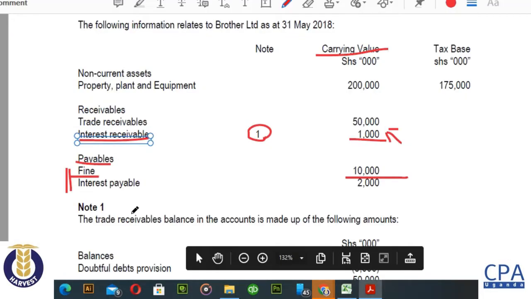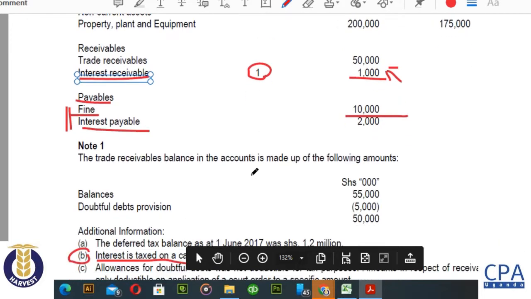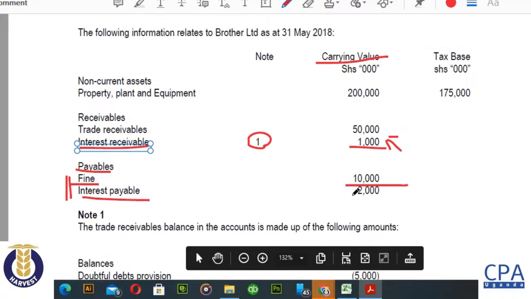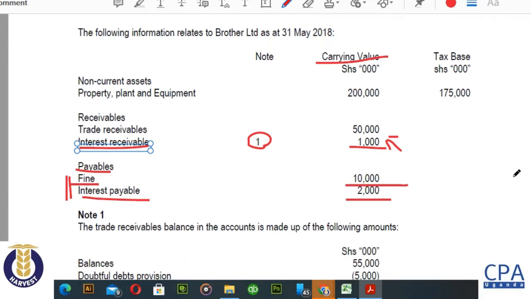Next, if you look at our question, we have interest payable. Interest payable, as you know, is taxed on a cash basis. So the accountant, which is the position of most of the international accounting standards, we recognize transactions whether money has been paid or not. That is accruals basis. But in most tax systems or most of the provisions under tax law, you recognize interest, especially for those who do the accounting under cash basis. We recognize interest when it has been paid.